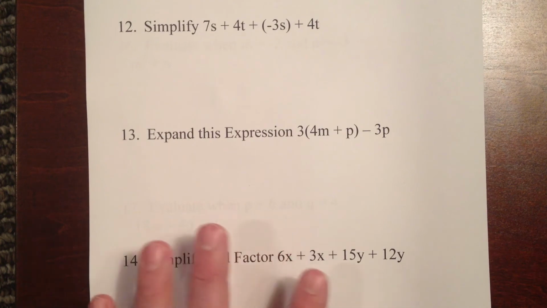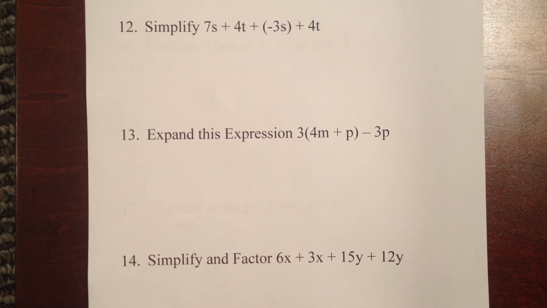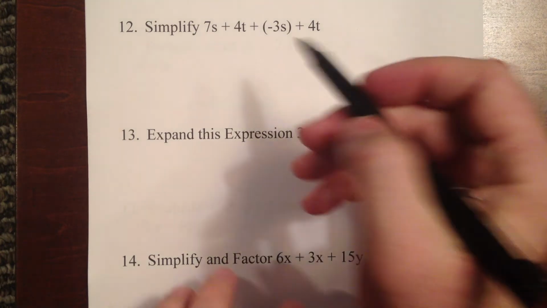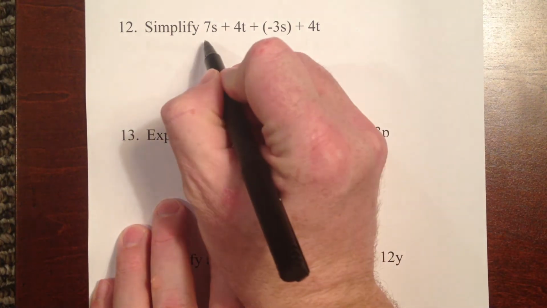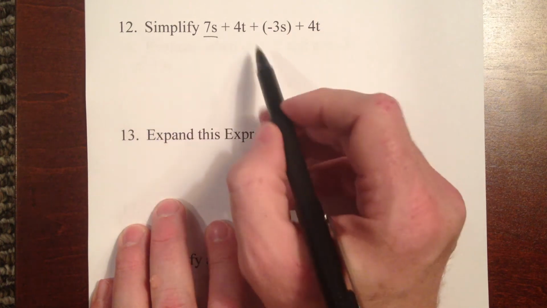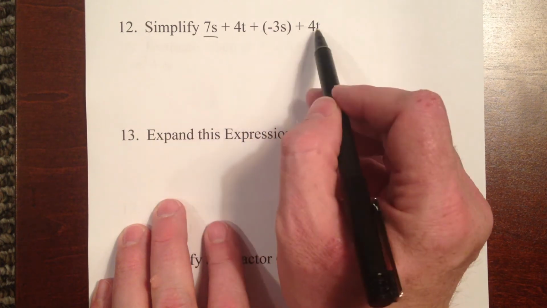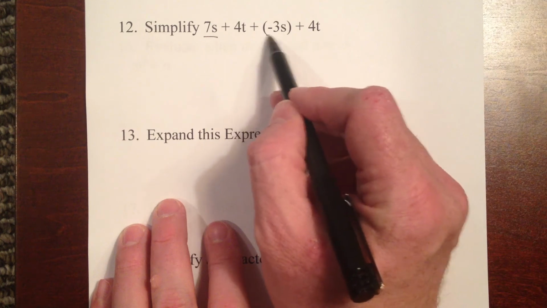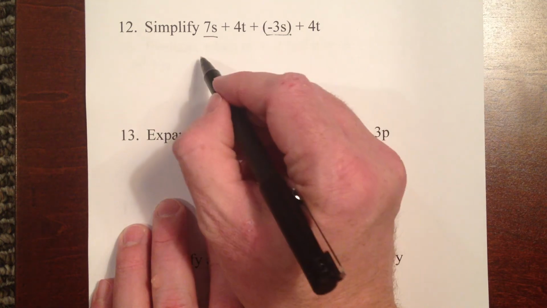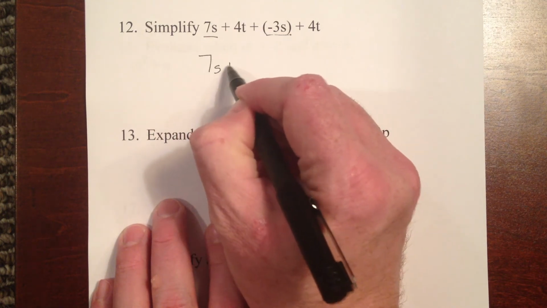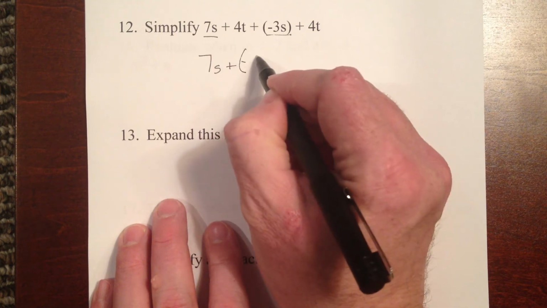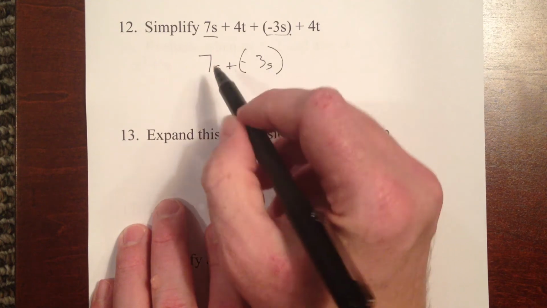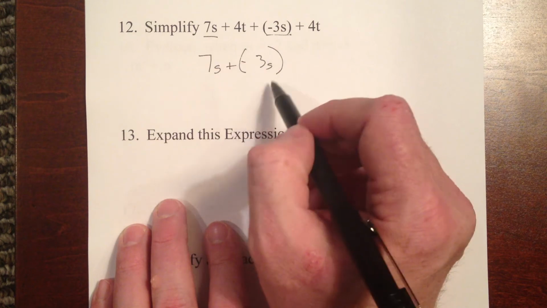Again, here I'm going to simplify as well. And it looks like I'm adding all the way across, so it doesn't matter in what order I go. I'm going to combine like terms first, so I've got a 7s. What will that go with? It won't go with 4t, but it will go with this. And what that's saying is 7s plus a negative 3s, or simply enough, 7s minus 3s.